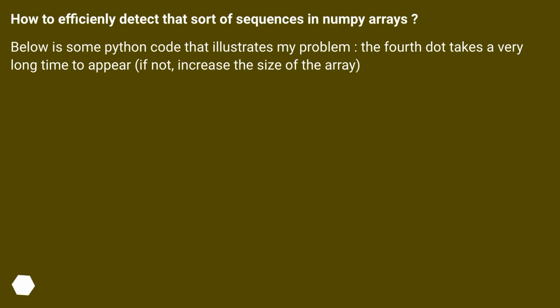How to efficiently detect that sort of sequences in numpy arrays? Below is some Python code that illustrates my problem. The fourth dot takes a very long time to appear. If not, increase the size of the array.